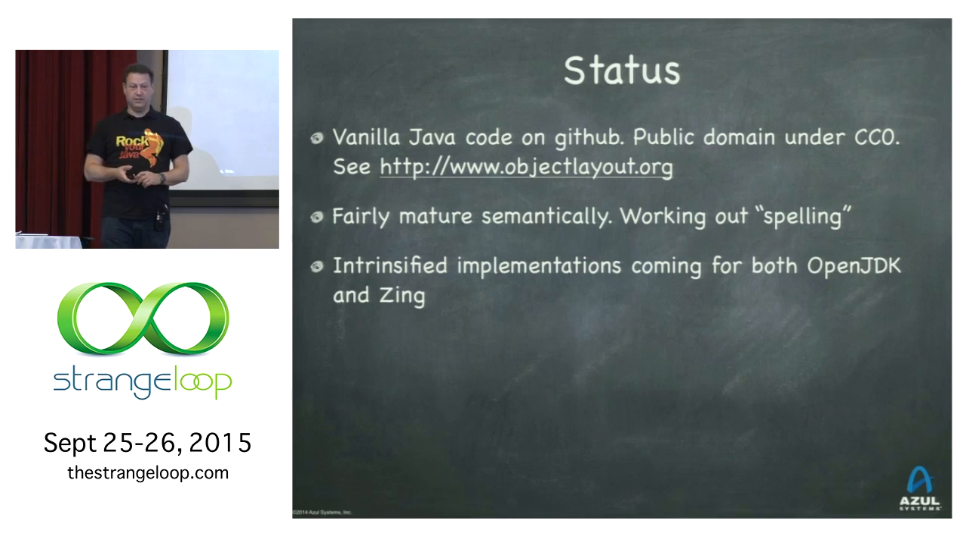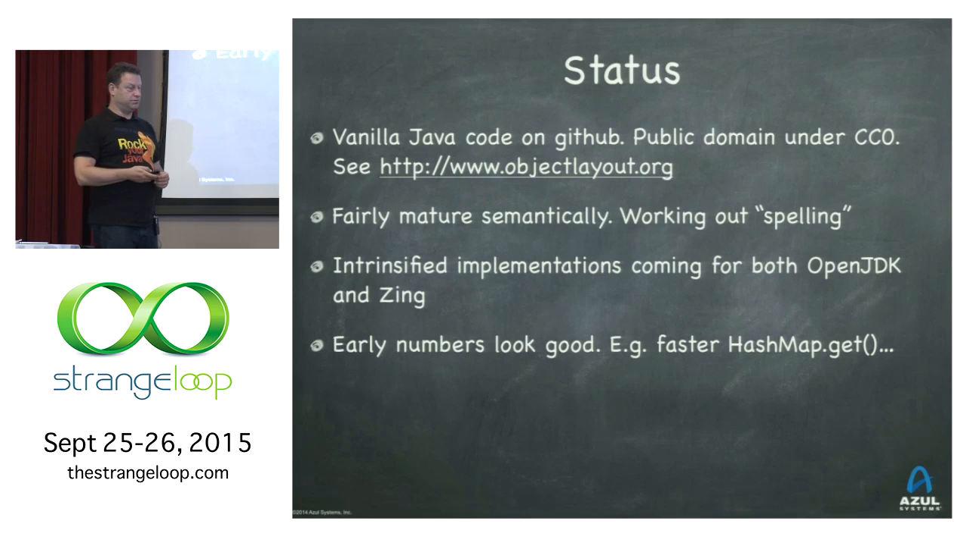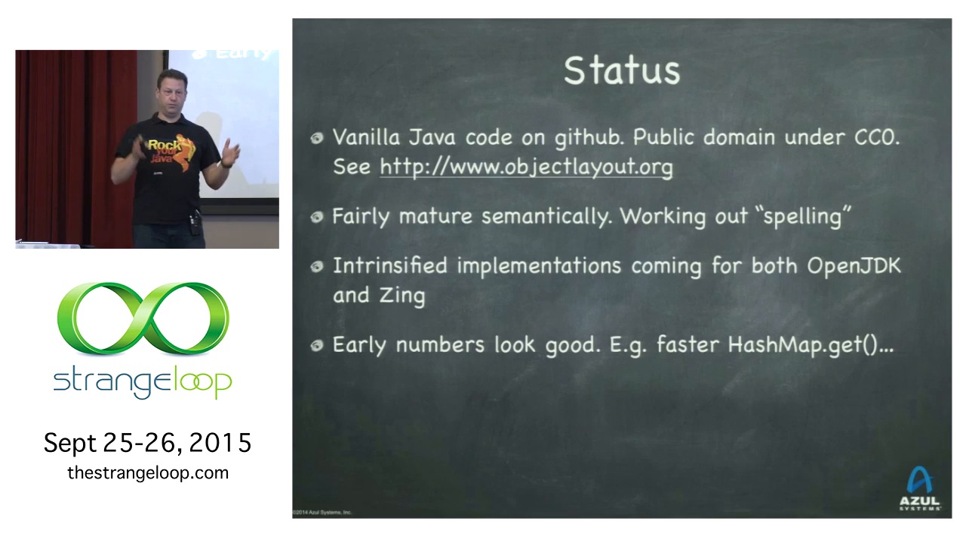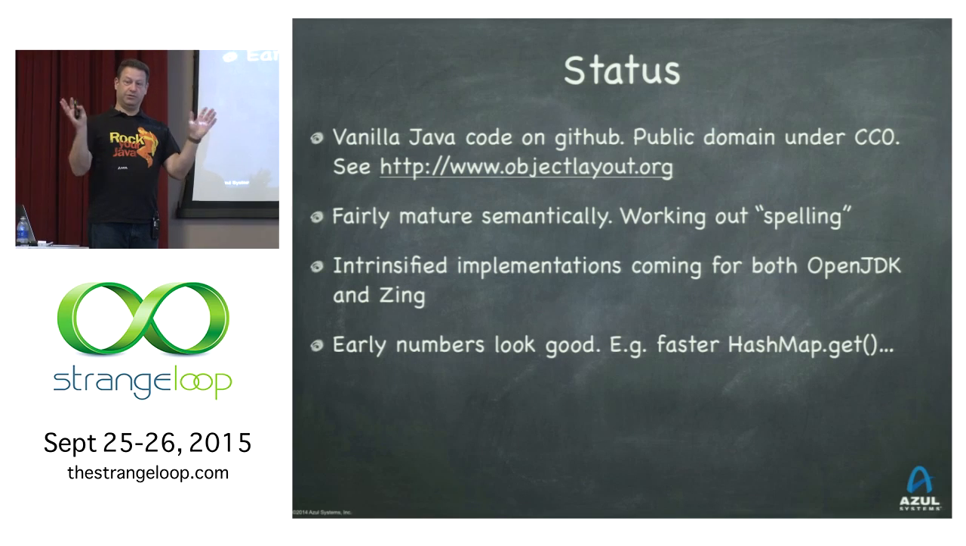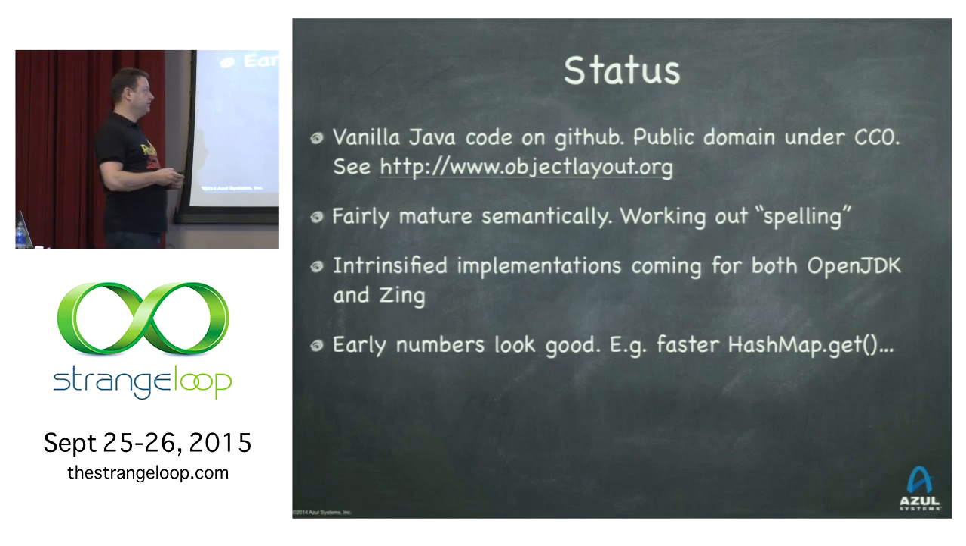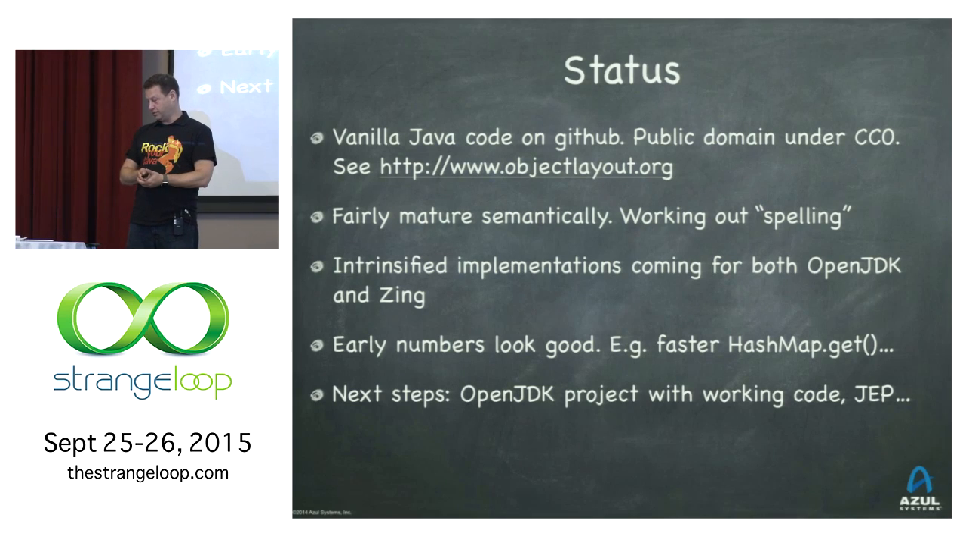There is an intrinsified implementation coming soon for both OpenJDK and Zing. Coming soon meaning it's actually on my side to write up the JEP and propose it to OpenJDK. Some early numbers look good. For example, a hash map ported from OpenJDK 8 to use a structured array as a spine rather than an array of nodes as a spine is between 5 and 12% faster on hash map get. That's without you even knowing what structured array is. And the next steps are to try and do actual project work with it.